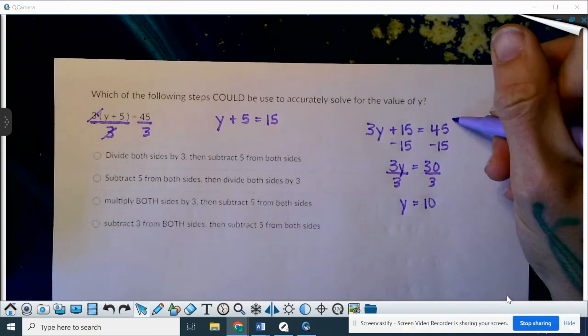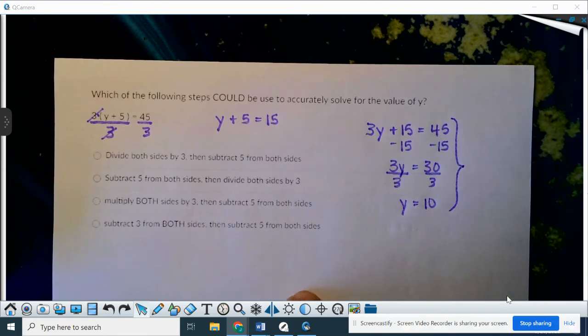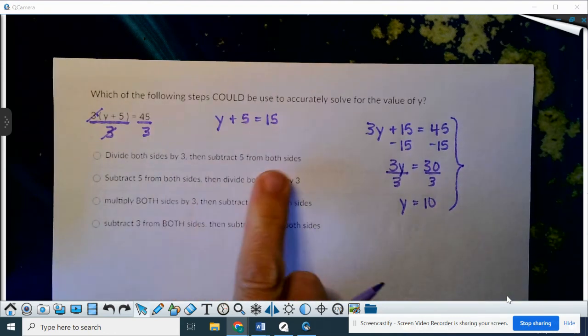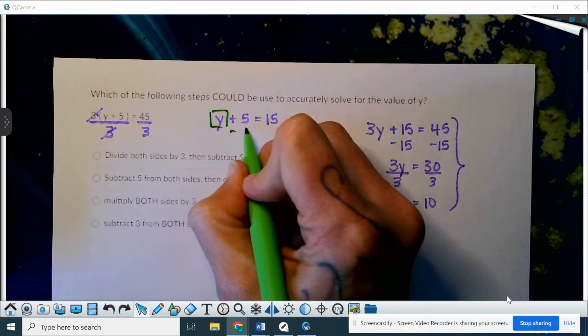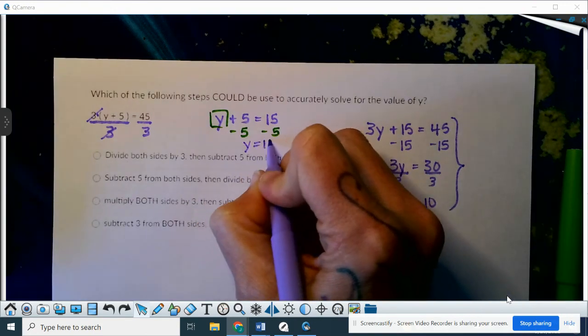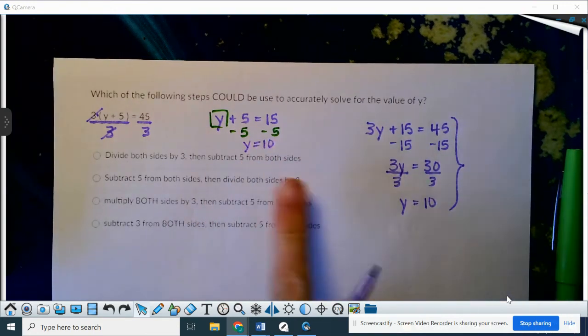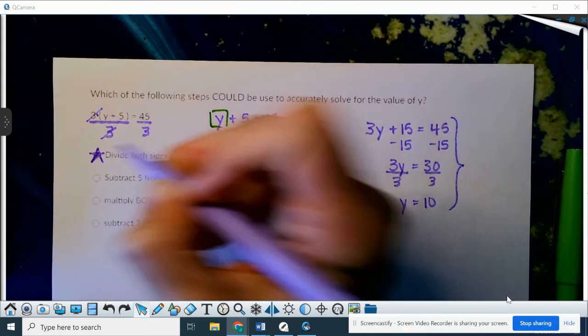This is probably how most of you do it, but with the choices that are given, it doesn't say to distribute. It says divide both sides by 3 and then subtract 5, because that would be what I would do next here. Get my y by itself, so I've got to subtract 5 because it's the inverse of addition, so y equals 10. Still the same answer, and a lot less math if we're being honest up here. So our answer is A, so we're going to divide first.